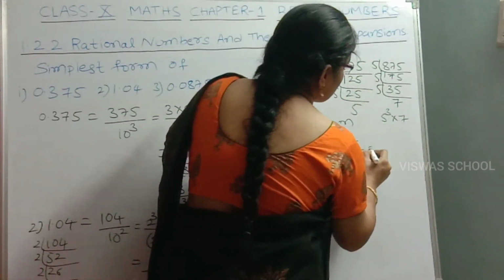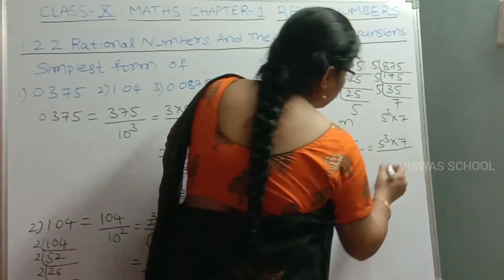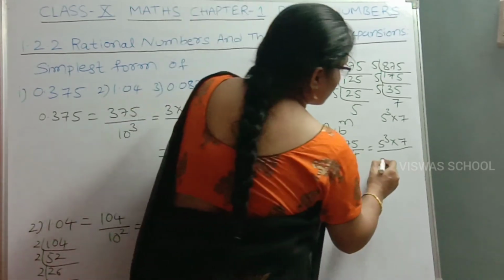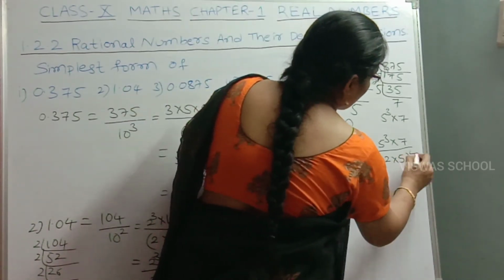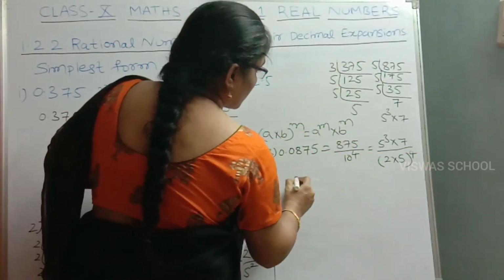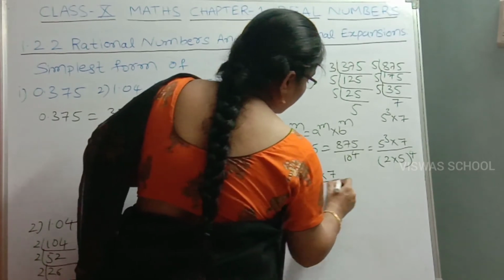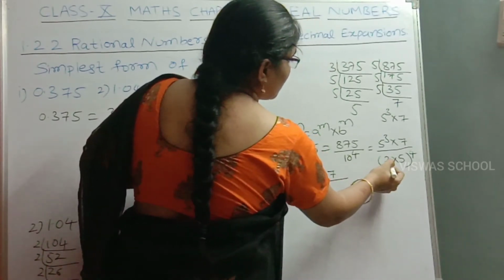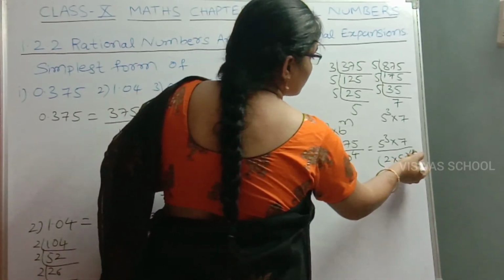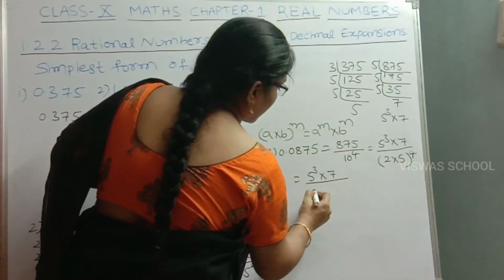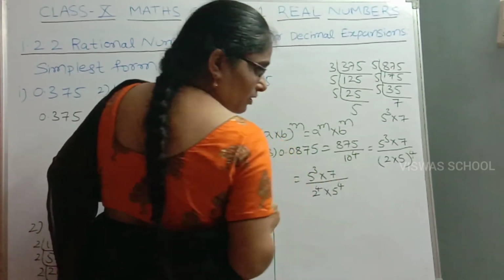And write it as 5 cube into 7 by, how do you write this here? 2 into 5 whole to the power of 4. Now 5 cube into 7 by 2 to the power of 4 into 5 to the power of 4. This 4 is for both 2 and 5.